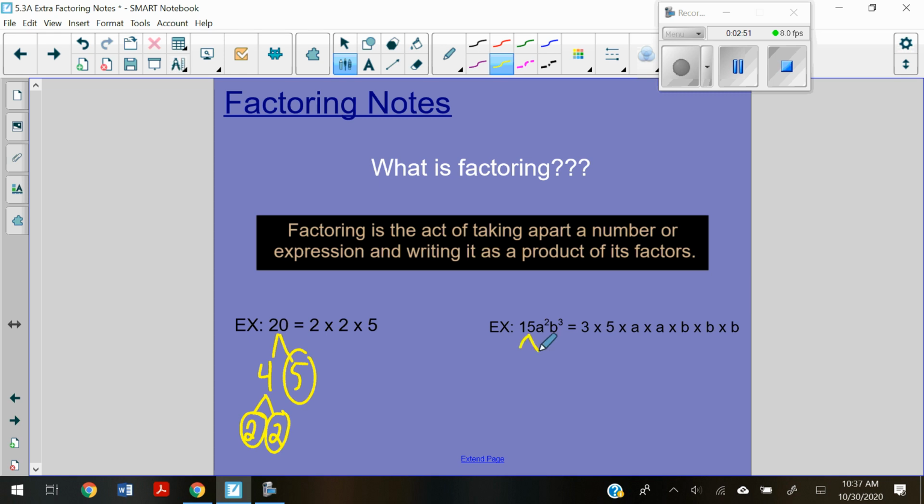Same idea here. 15 breaks into 3 and 5. Neither of them go any further. And you'll see here with my variables that I have a squared, so I have 2 a's. I have b to the third, so I have 1, 2, 3 b's. That's factoring. We're breaking it apart into the things that multiply together.